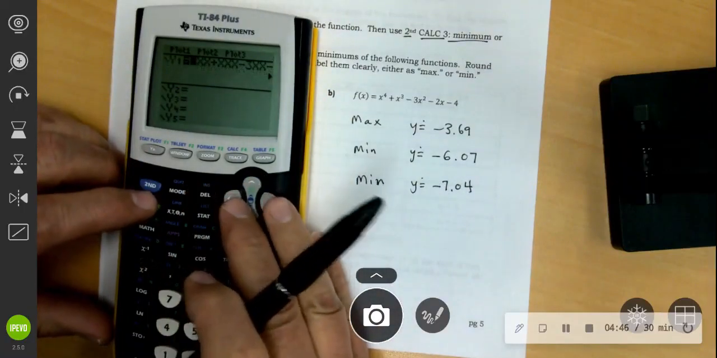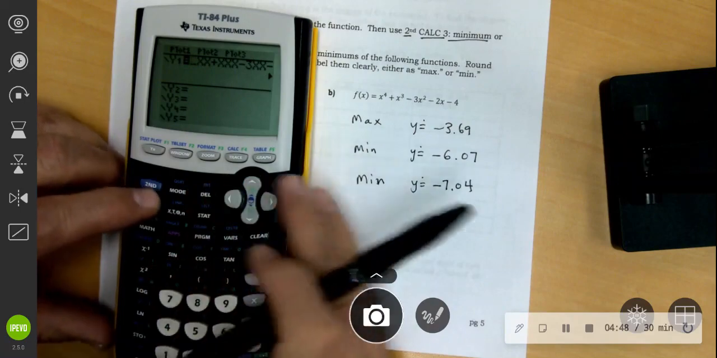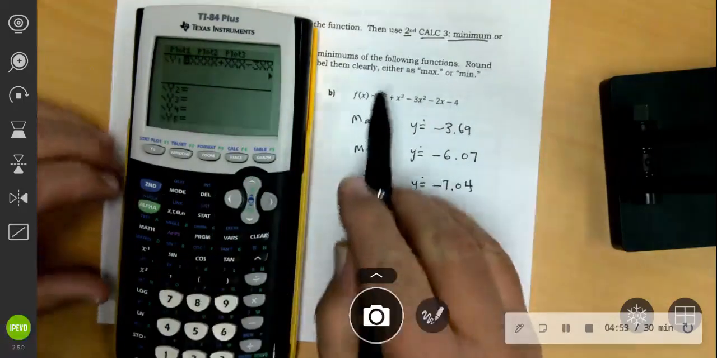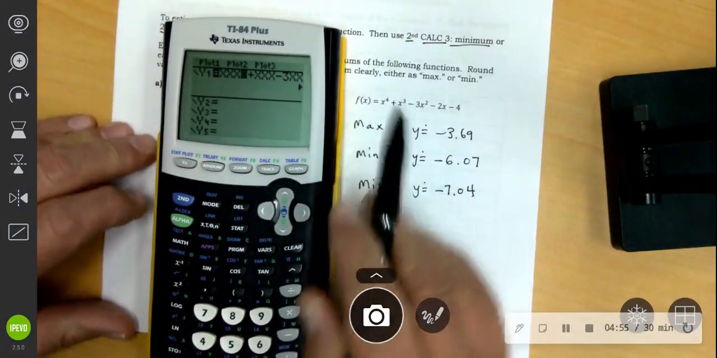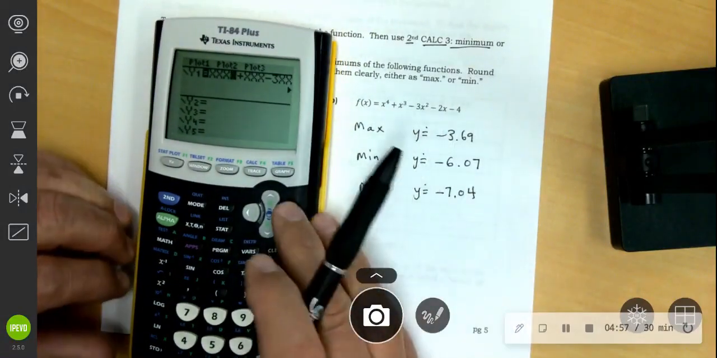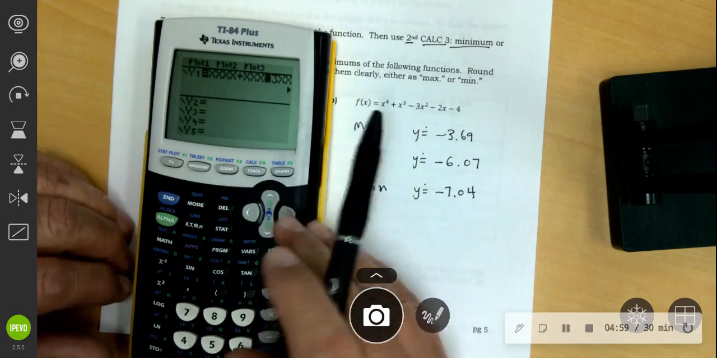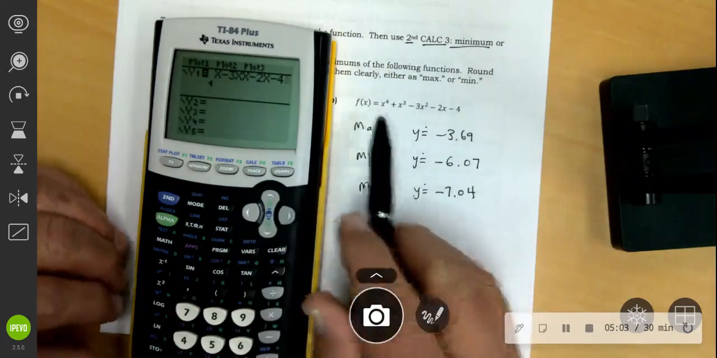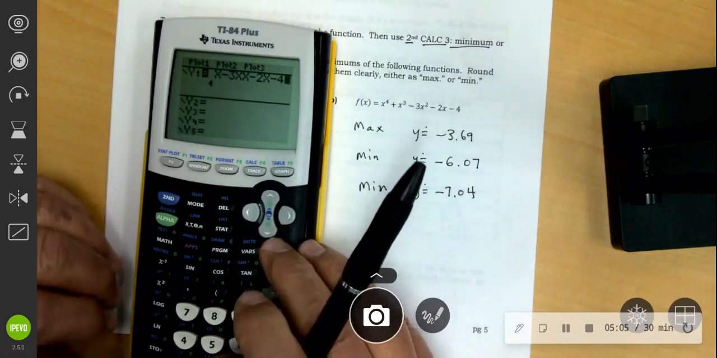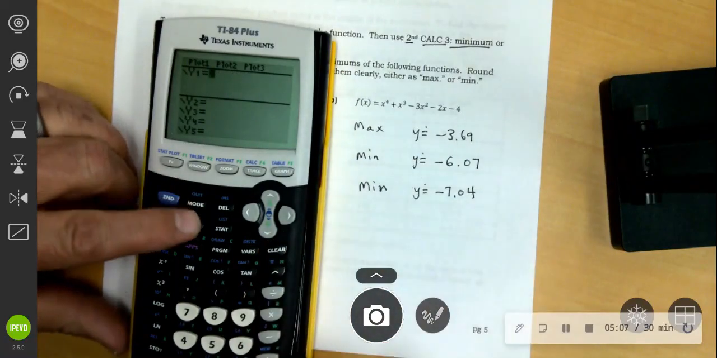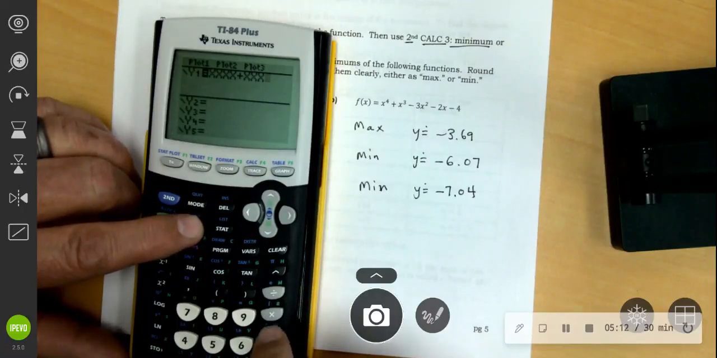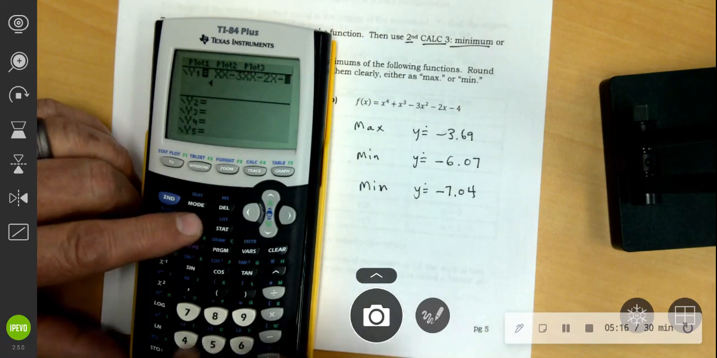Looks like I messed up here, so let me get it back here. Okay, you can see I've got x times x times x times x. That's this first x to the fourth, plus x to the third, minus 3x squared, minus 2x, and minus 4. So that's what you type. Let me do it from the start here. X to the fourth plus x cubed minus 3x squared minus 2x minus 4.